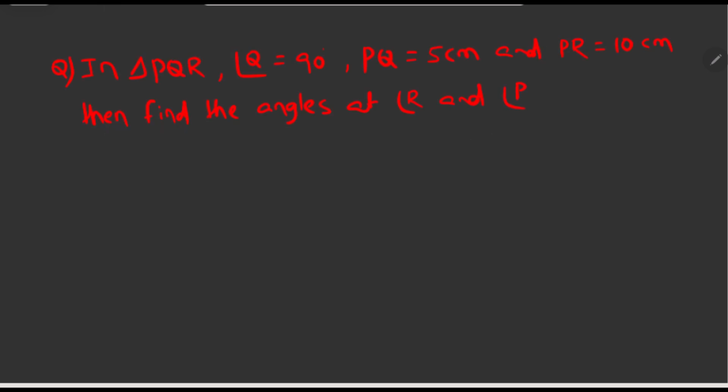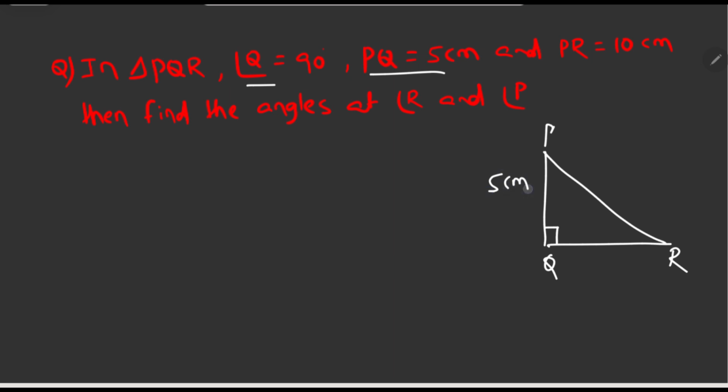Now we are having one more problem. In triangle PQR, in triangle PQR, okay, so angle at Q, that is 90. Okay, and PQ value, so I'm writing 5 centimeter, and PR, that is 10 centimeter.